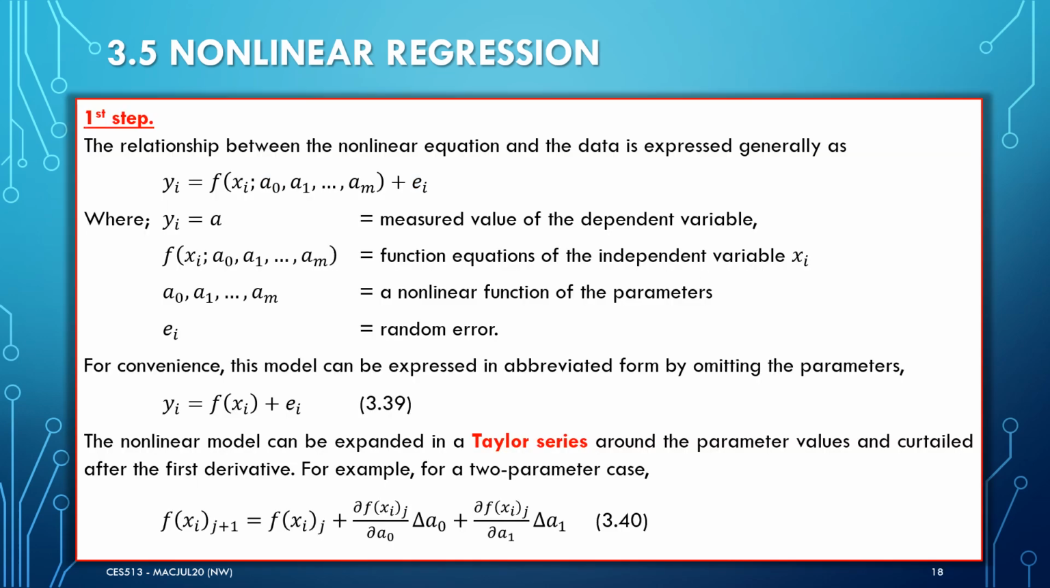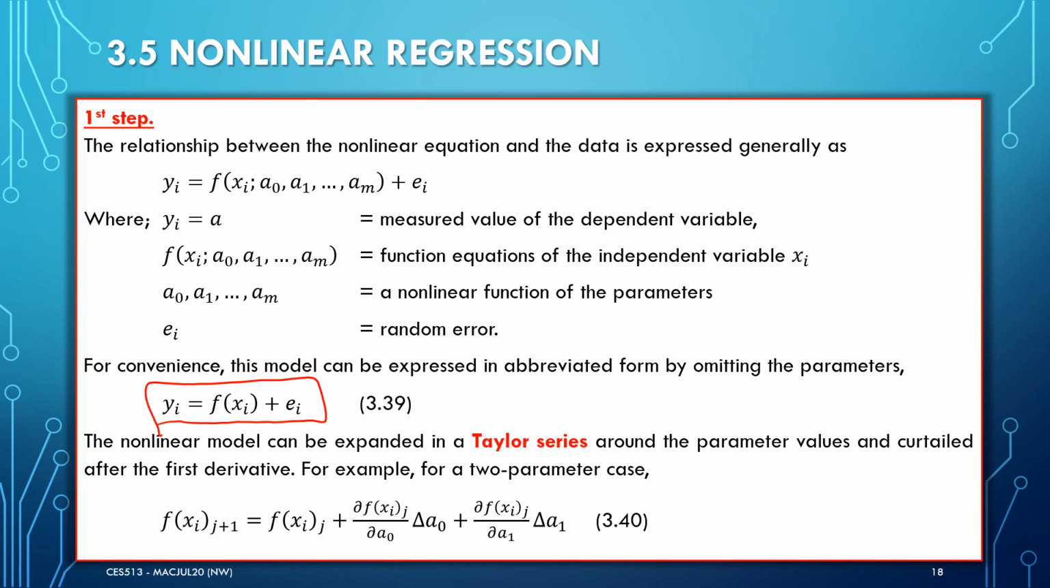For the first step, the relationship between the nonlinear equation and the data is expressed generally as yi equal to a function of xi, parameters a0, a1, and so on until am, plus ei. Where yi is the measured value of the dependent variable, the function f(xi) with parameters a0, a1, and so on until am is the nonlinear function of the parameters, xi is the independent variable, and ei is the random error. For convenience, this model can be expressed in abbreviated form by omitting the parameters. So it can be simplified to this equation.